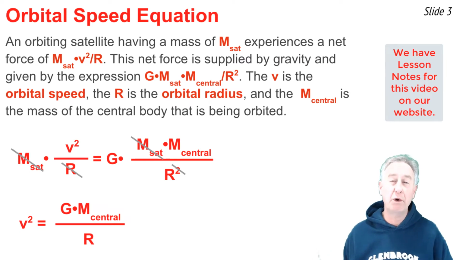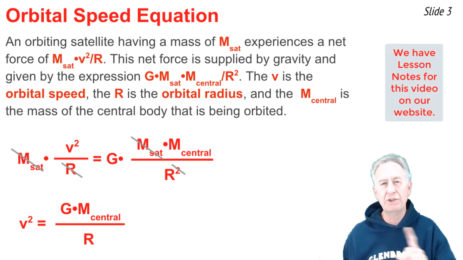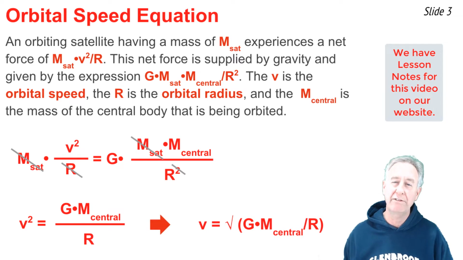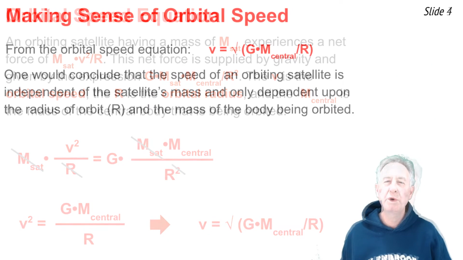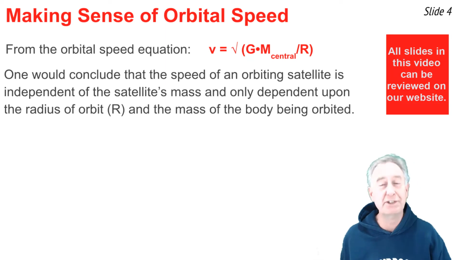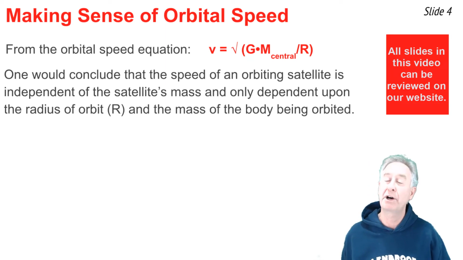Now I'm looking for an orbital speed equation, a v equals equation, and I don't have it yet. I have a v squared equals equation. So I'm going to take the square root of both sides of the equation, which on the left gives me v, and on the right gives me the square root of the universal gravitation constant G multiplied by the mass of the central body divided by the radius of orbit. When we inspect this orbital speed equation, we could conclude that the orbital speed of a satellite does not depend upon how much mass the satellite has, but instead depends upon two variables: the mass of the object being orbited, the central mass, and the radius of orbit.